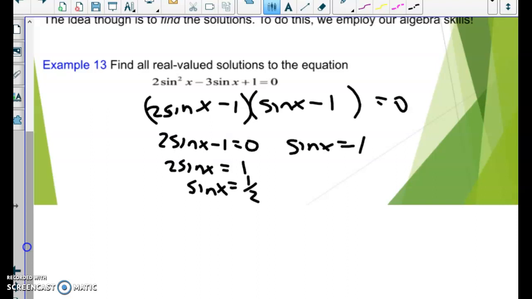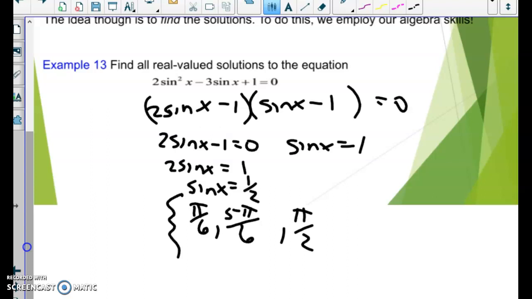Well, I know that the sine of x is equal to a half. Sine is the y value, so this happens at pi over 6 and 5 pi over 6. The sine is equal to 1 at pi over 2. So we found all the solutions that work in this by factoring it.